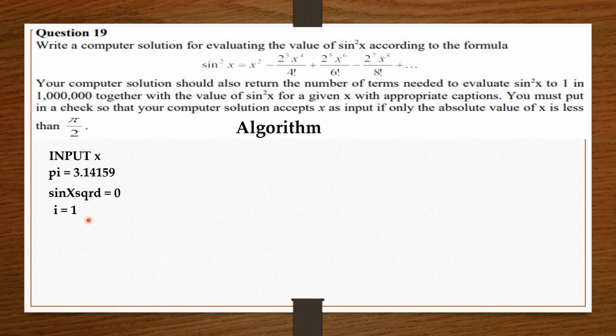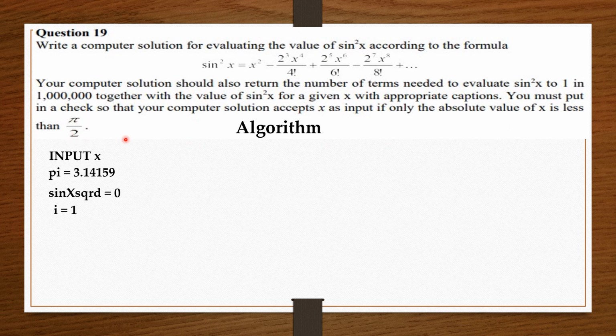From the question, we must put in a check so that your computer solution accepts x as input if and only if the absolute value of x is less than pi on 2 radians. Meaning, in case the user inputs an x value that is greater than or equal to pi on 2 radians, we should give the user the opportunity to enter another x value, and this time the value of x must be less than pi on 2.